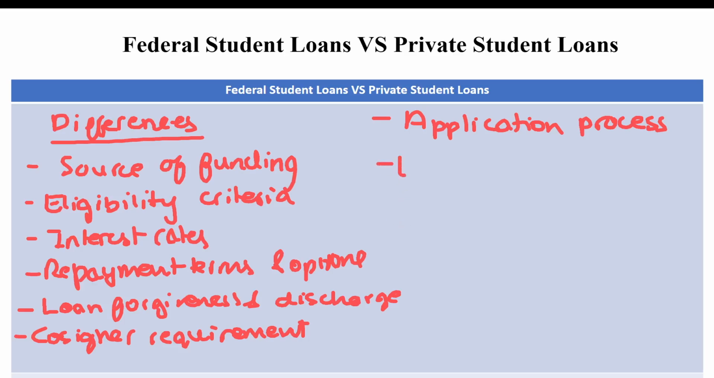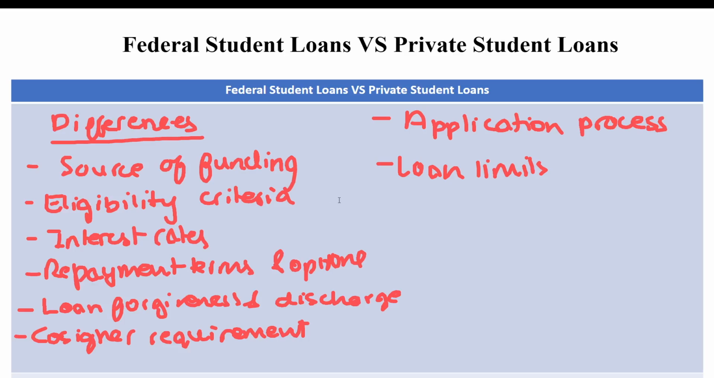Then we have loan limits. Federal student loans have annual and aggregate limits based on the borrower's year in school and dependency status. For private student loans, limits vary by lender and can often cover up to 100% of the cost of attendance with specific borrowing thresholds set by the lender.